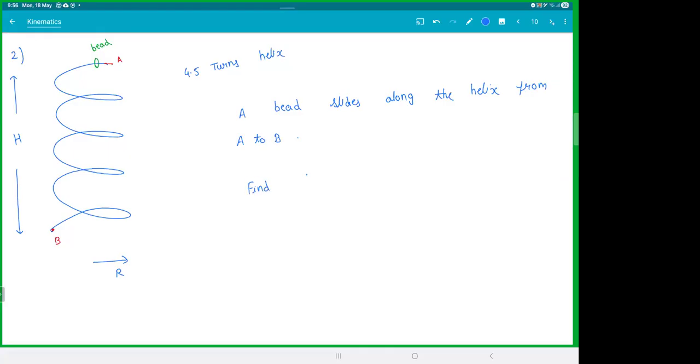But to do this, you need to know what is a helix. So I need to tell you all that story. Find distance and displacement when the bead goes from A to B.